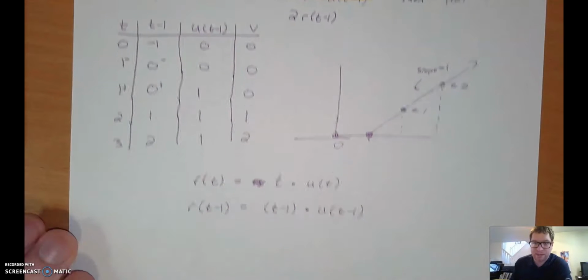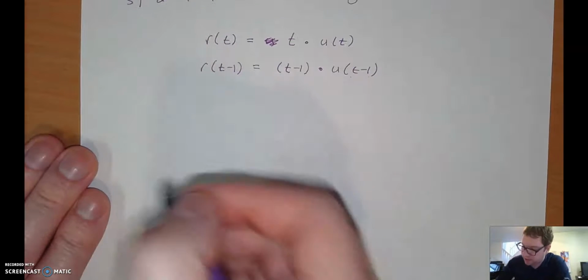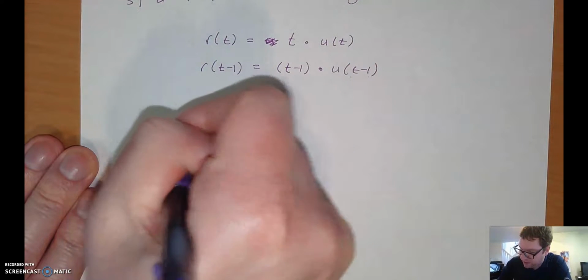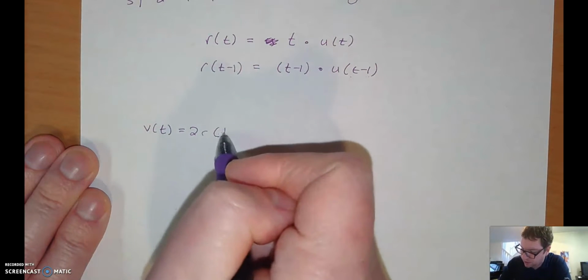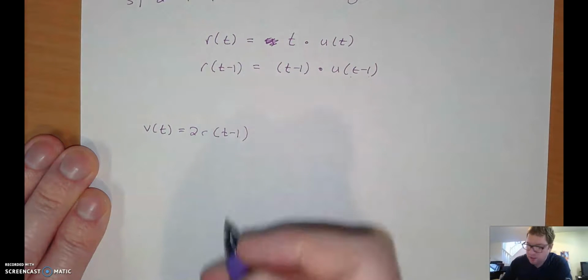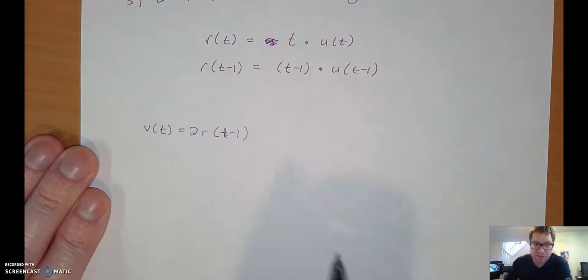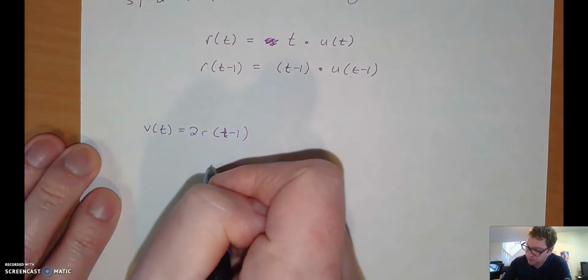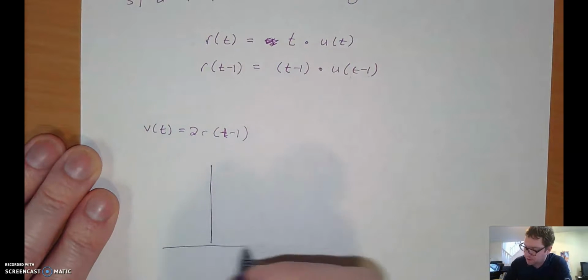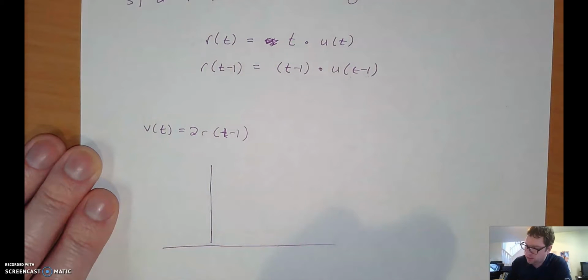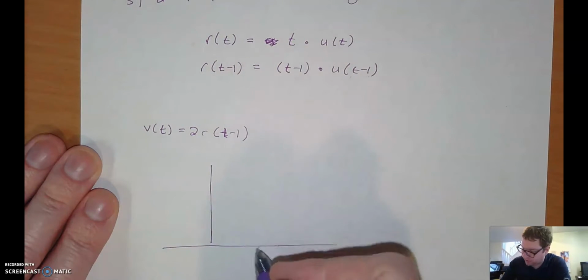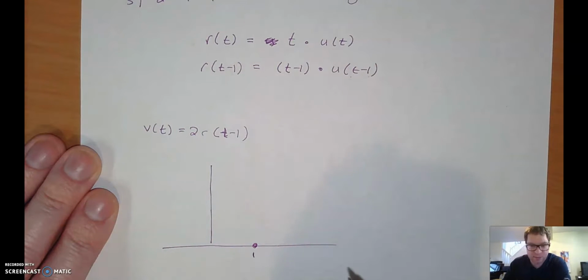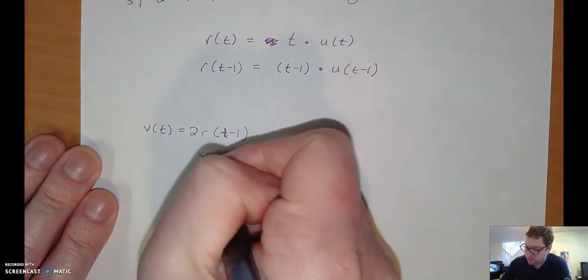So if I wanted to plot that, I'll rewrite it down here. We have v of t equal to 2 r of t minus 1. And you don't have to simplify your functions if you don't want to. And if you don't have graph paper, it's okay. Do your best. Make sure you label your key points. So this is going to start at time equals 1 second. That'd be the first point I'm going to put on here. So this is 1 second. This is time and this is voltage.